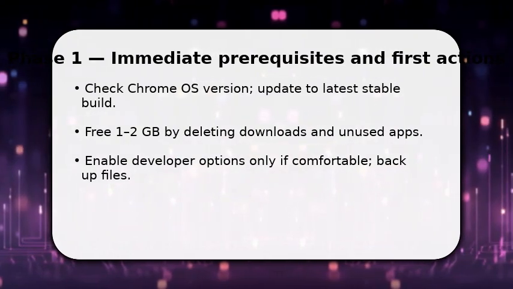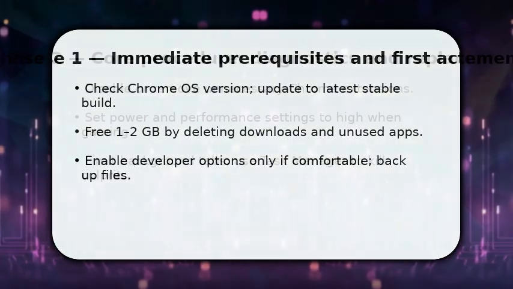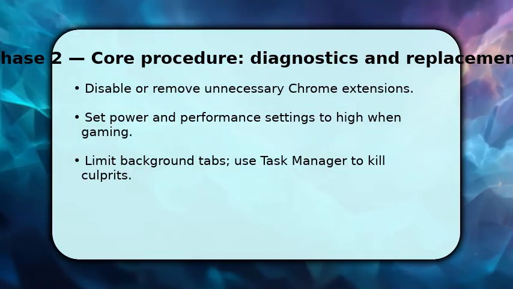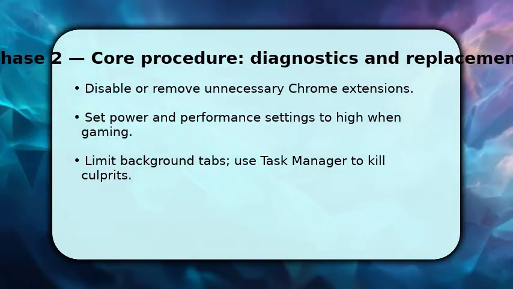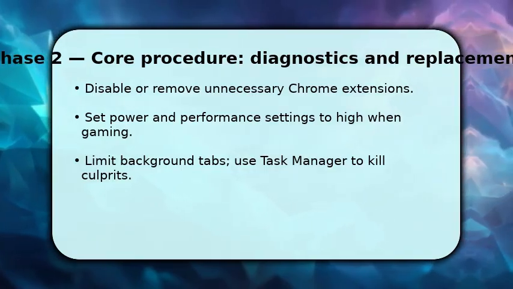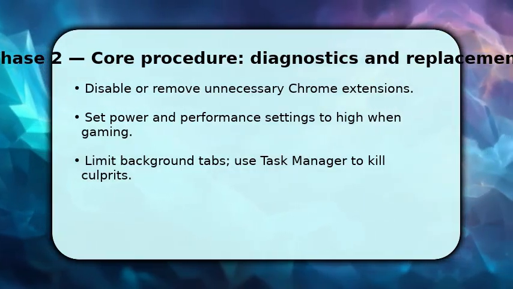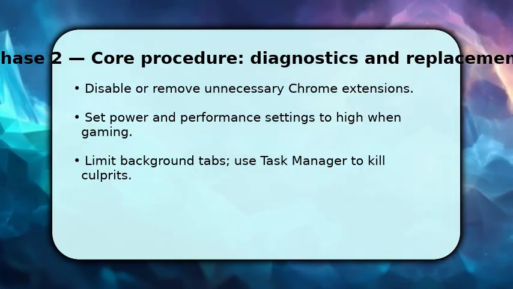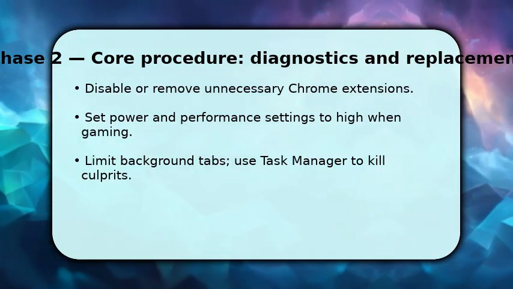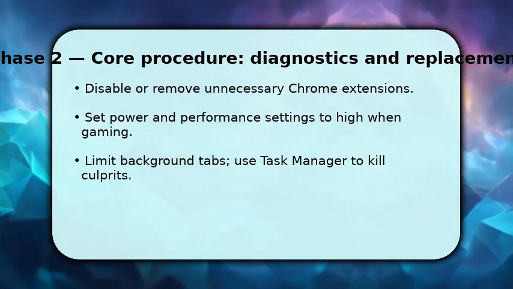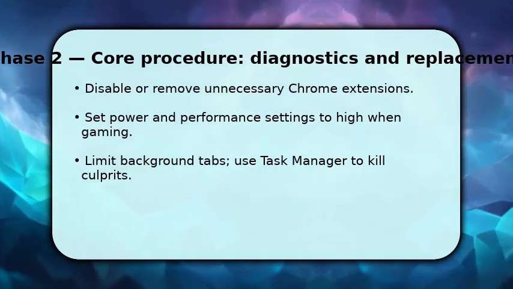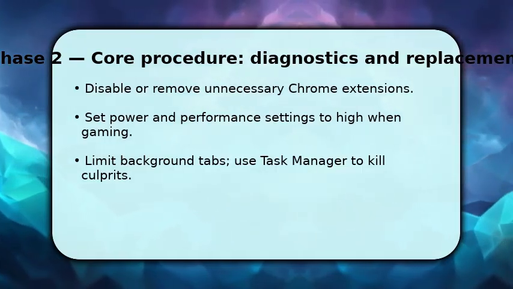You now optimize settings and trim background work so Roblox gets priority. Start by disabling or removing extensions you don't need. Extensions consume CPU and memory even when idle. Next, set battery and performance modes to prioritize performance. This reduces throttling during gameplay. Make sure to keep only essential tabs open. Use Chrome's Task Manager to identify and kill processes hogging RAM or CPU. These steps free resources, so Roblox can use available.